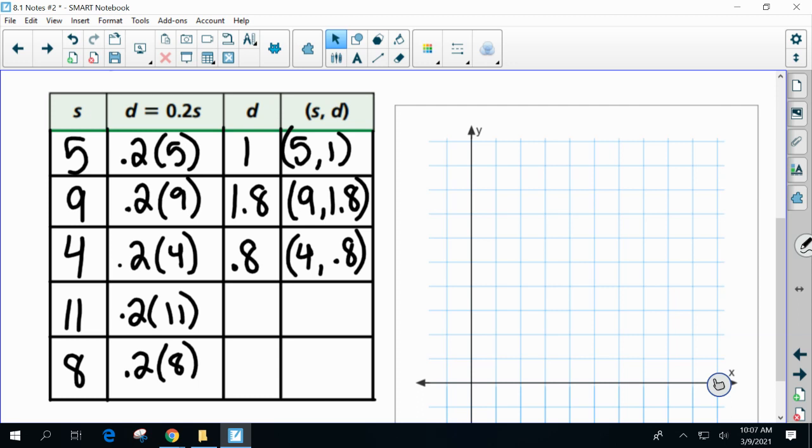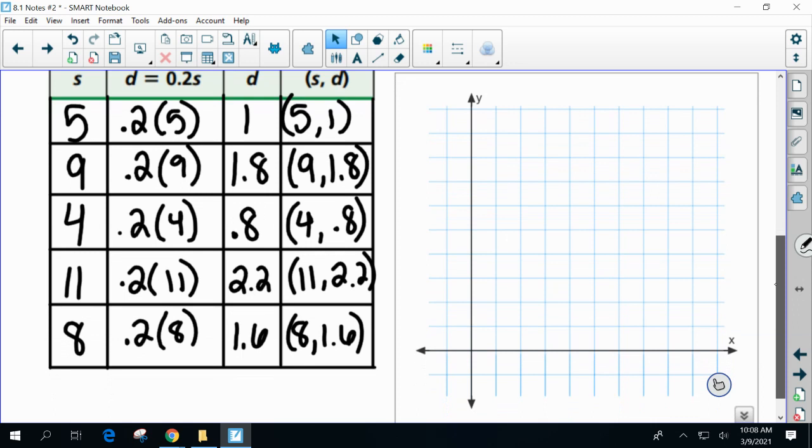Okay, so what do you get for 0.2 times 11? 2.2. 2.2, so the coordinate would be 11, 2.2, and then 0.2 times 8, 1.6. 1.6. Okay, so we need to graph this.